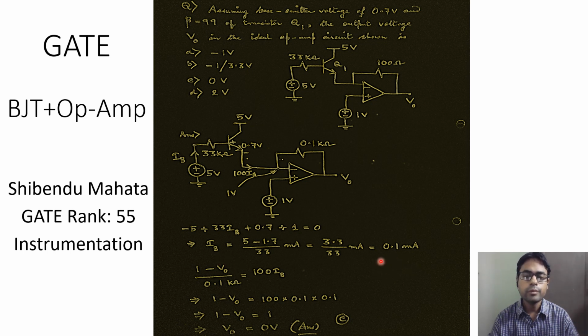So the collector current will be 9.9 milliamperes, and then the collector to emitter voltage drop will be 4 volt, because at the collector terminal we have 5 volt, at the emitter terminal we have 1 volt, and therefore VCE is equal to 4 volt. Therefore the power dissipated by this transistor will be 4 volt multiplied by 9.9 milliamperes.